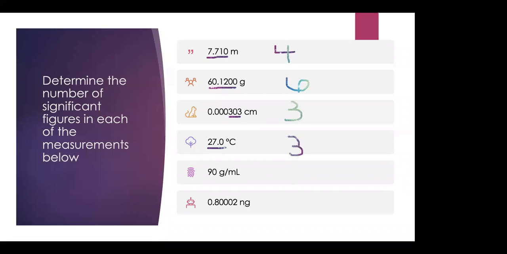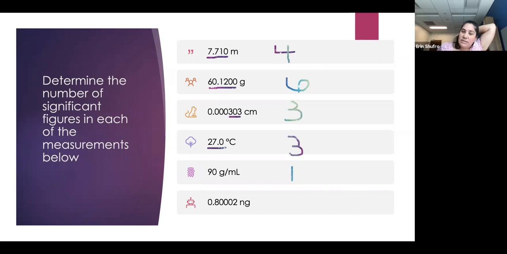1. Yep, exactly right. We have a trailing zero. We have no decimal point. So the only digit of significance is the 9. The 0 does not count. Awesome. And who wants to take a guess at the last one?